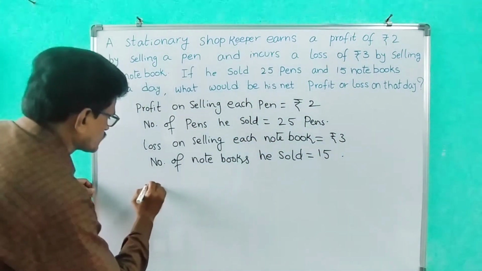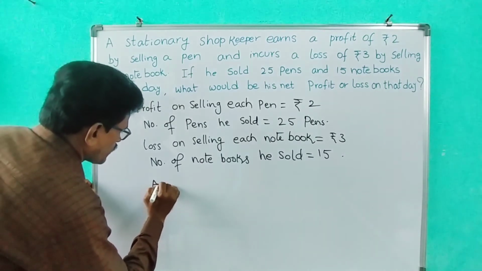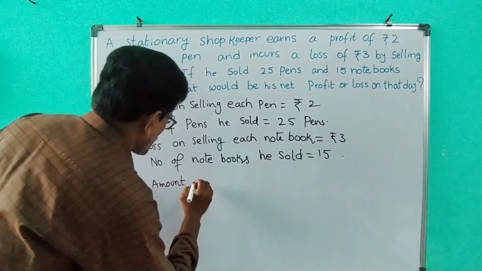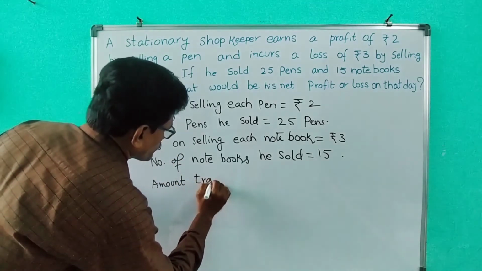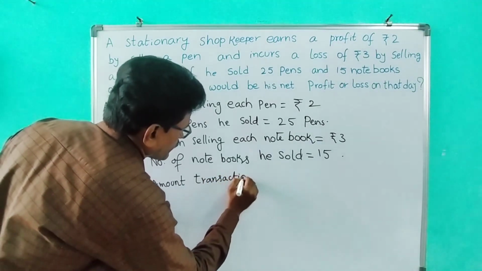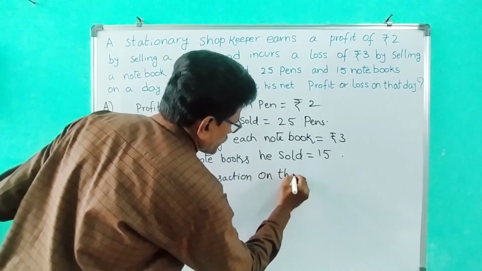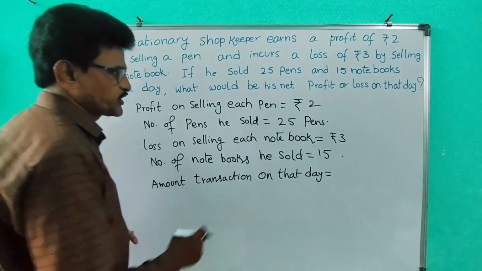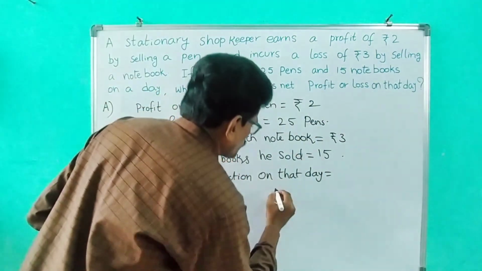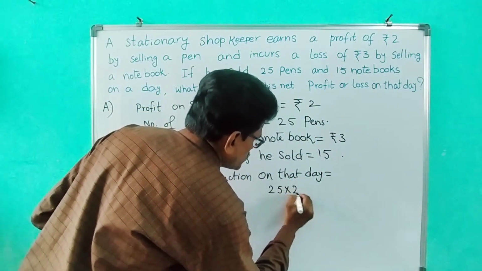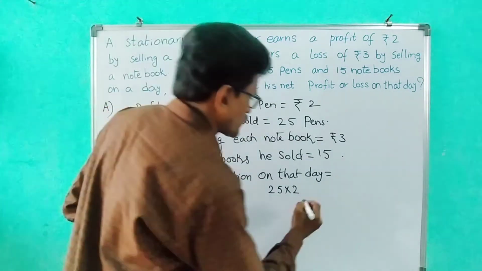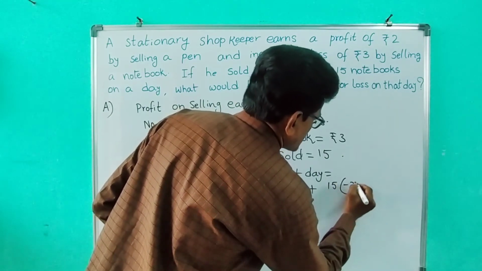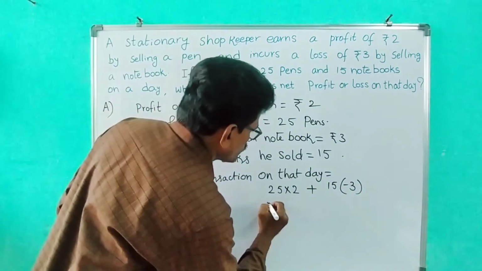Now, the amount transaction on that day. We will verify whether it is a positive value or a negative value. Say 25 pens with 2 rupees profit. 25 into 2, this is a positive value, profit, plus 15 notebooks. This will be with loss, so I am writing minus 3. Loss means minus. Okay.